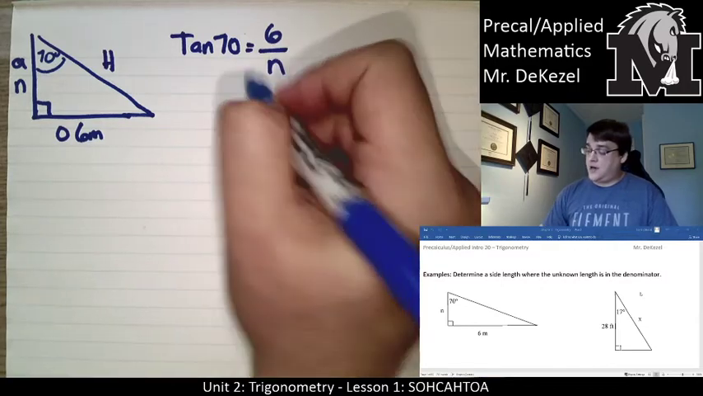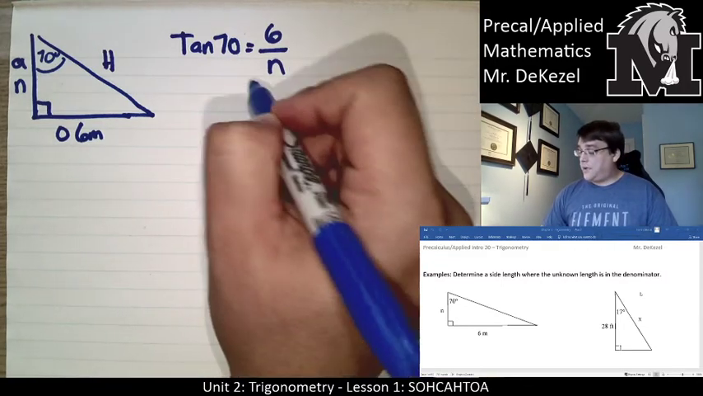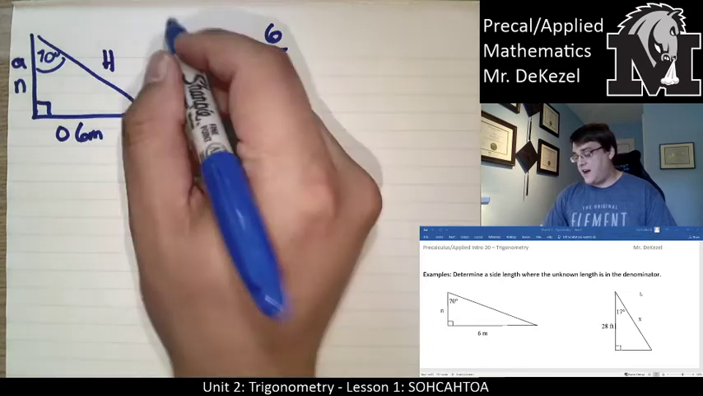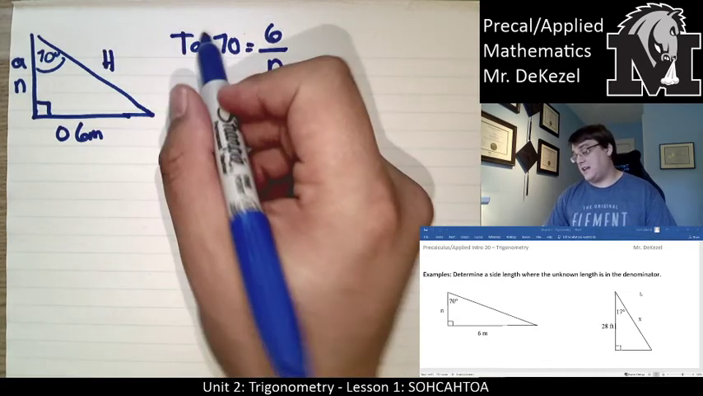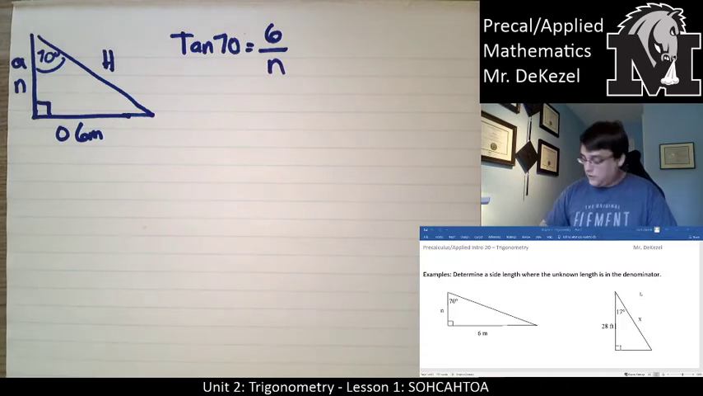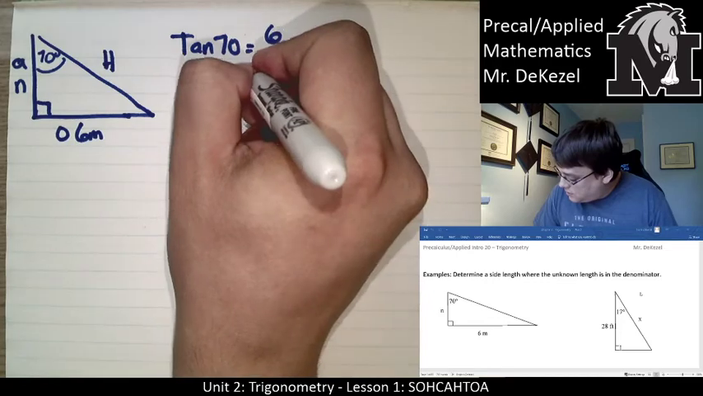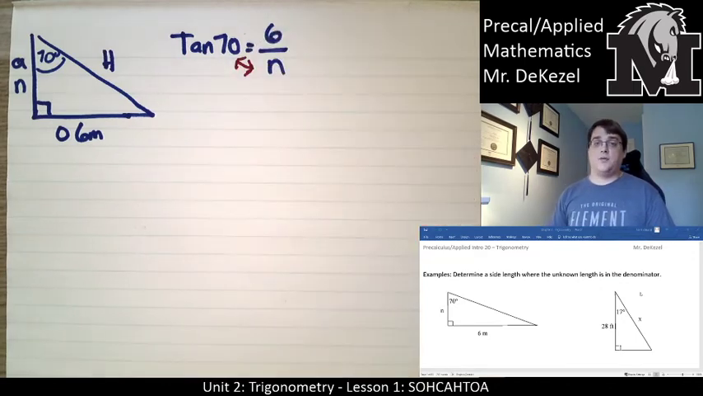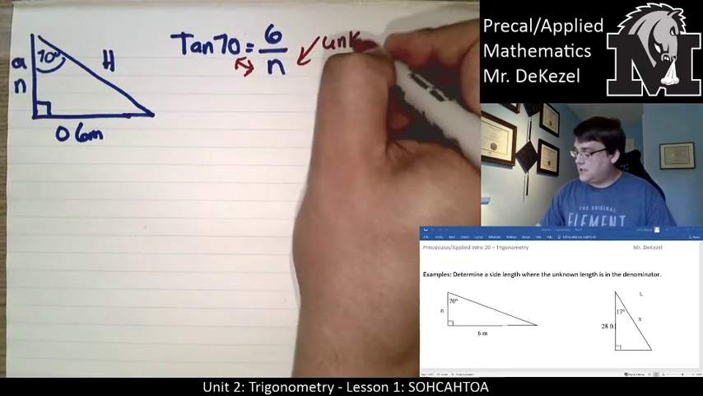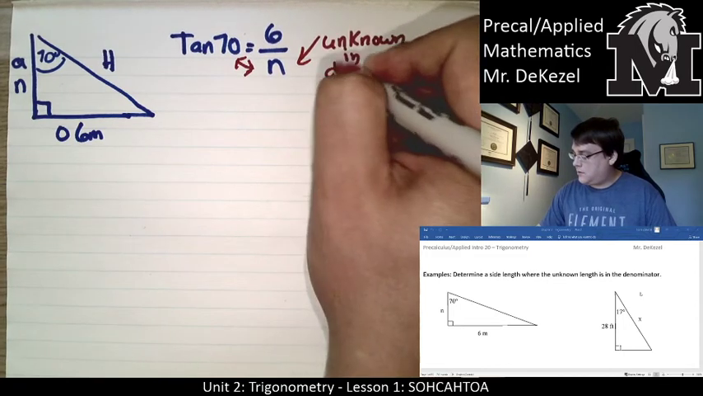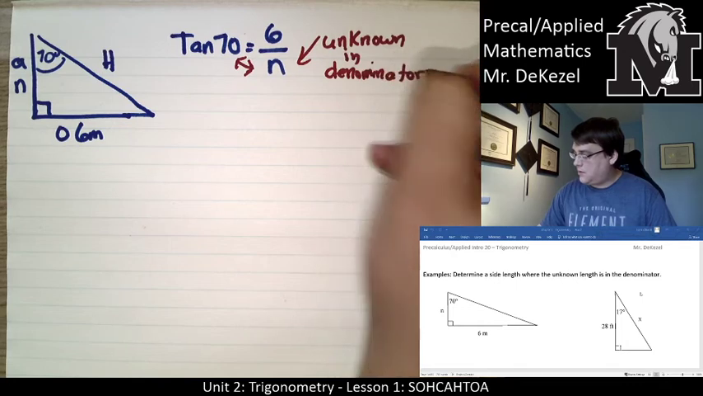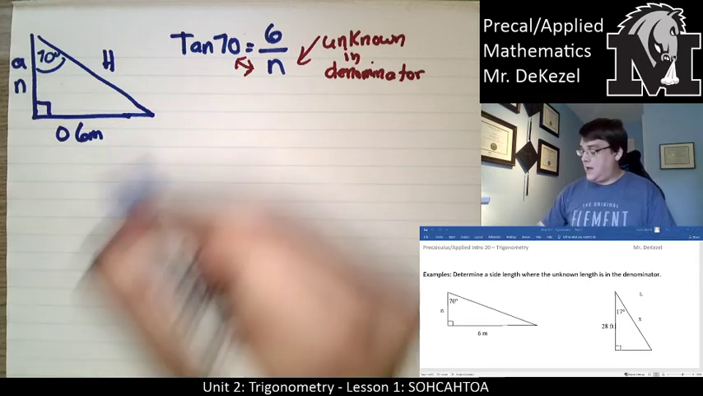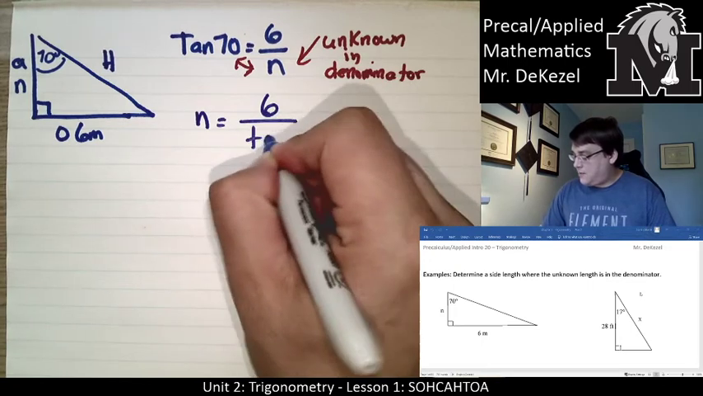So in this case, the denominator is the unknown. What we always do in this case is we need to multiply by n to get it onto this side on the top, and then divide by tan of 70 to get rid of it on this side and get it to the bottom. And what that really ends up being, a cool trick, is that we simply switch these two values. There is no need to show a whole bunch of steps. Whenever the unknown is in the denominator, you're just going to switch those positions. And it becomes n is equal to 6 divided by tan of 70.